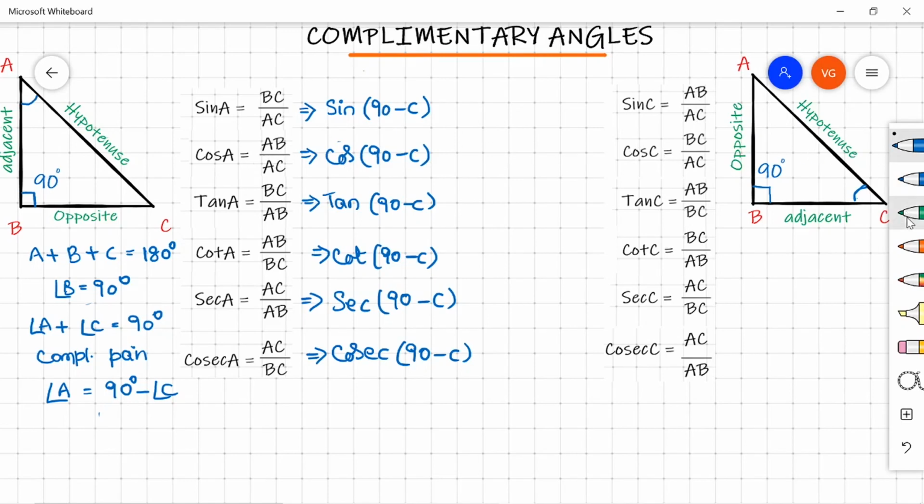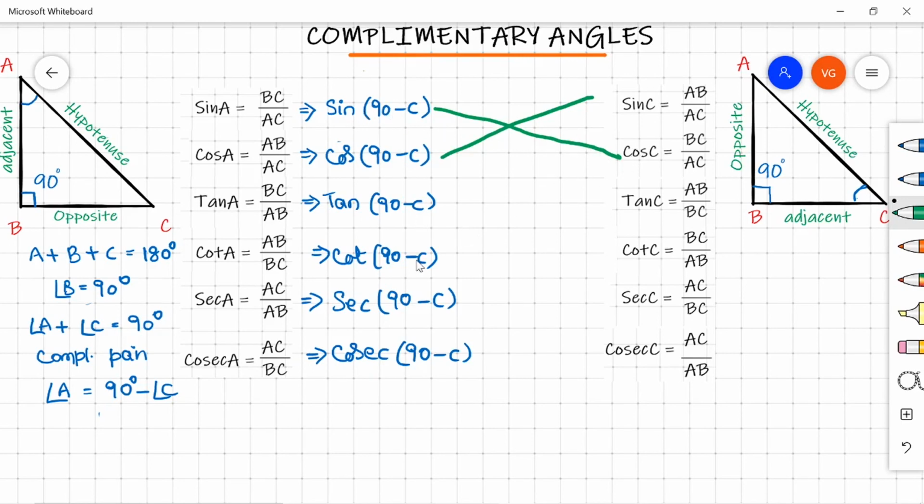So now I will draw here. See, sin 90 minus C is cos C. Similarly, cos 90 minus C is sin C. That is, these two are making a complementary pair, right? Both are same. Cos 90 minus C is AB by AC. Sin C is also equal to AB by AC. So cos 90 minus C is sin C and sin 90 minus C is cos C.